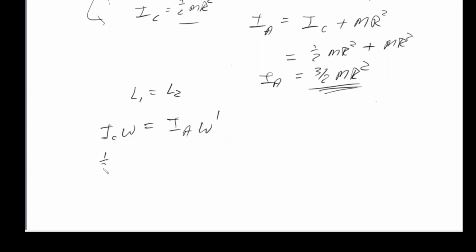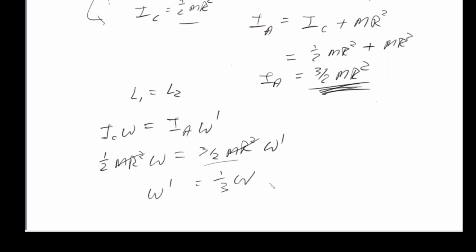So we know that I through the center of mass is 1/2 mr squared times omega is equal to 3/2 mr squared omega prime, because we found this up here. And if we cancel these out and solve for omega prime, we get omega prime is equal to 1/3 omega, which is the new angular velocity through point A.